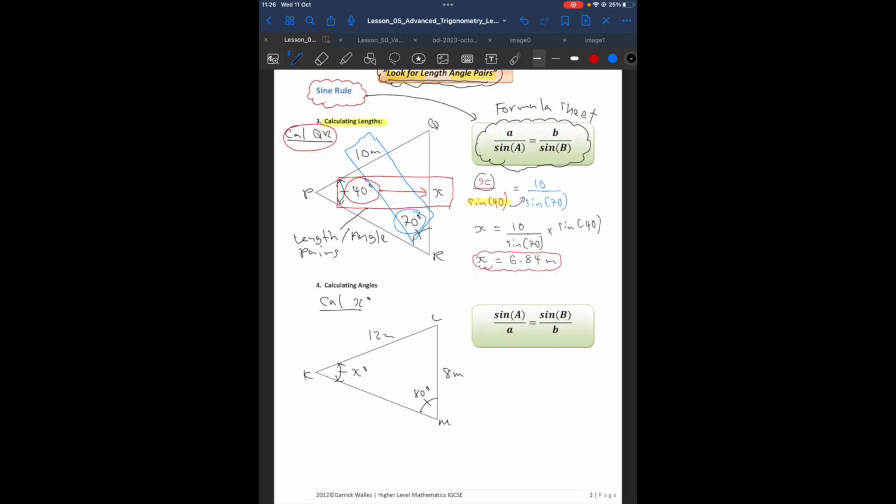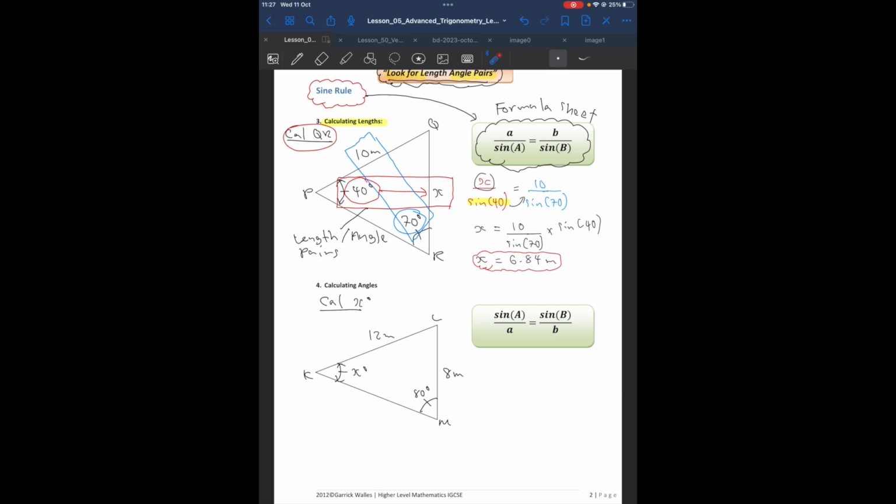The sine rule can also be used to calculate an angle in a non-right angle triangle. We always, as I mentioned, check to see whether we can use the cosine rule to calculate an angle. To calculate an angle using the cosine rule, you need to be given all three lengths in the triangle. In this case, we're not given all three lengths. Because we're not given all three lengths, we have to use the sine rule.